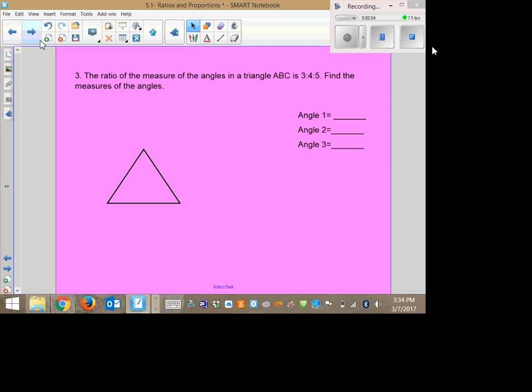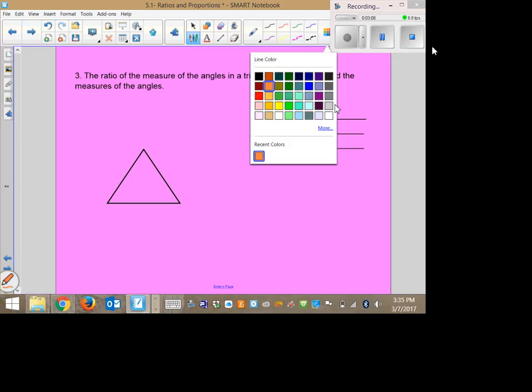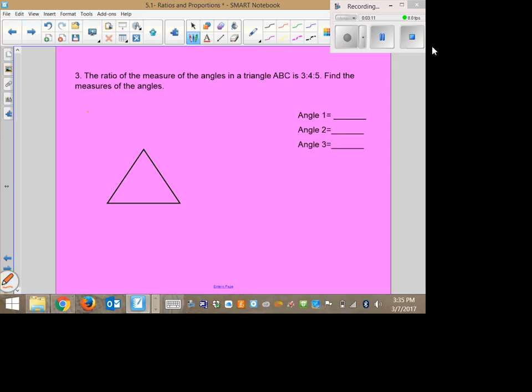So the ratio of the measures of the angles in triangle ABC is 3, 4, and 5. We want to find the measures of the angles. So we want to set this up first as 3x plus 4x plus 5x is going to equal 180. And then we can add all of these together and we'll get 12x equals 180. So we will get that x equals 15.